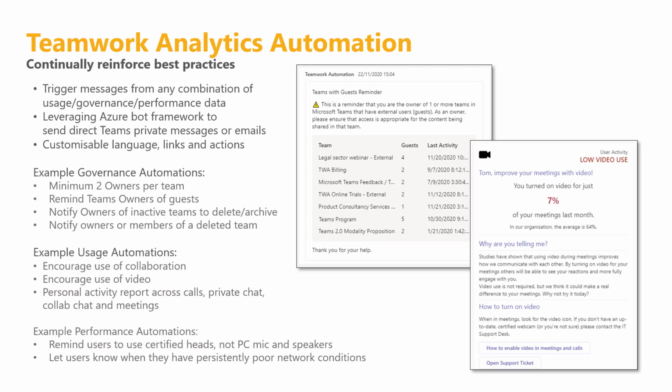Rules can be set up in place to send automated messages around governance, for example, ownerships, memberships, removing inactive teams. For usage, encouraging people to use collaboration or maybe personal activity reports, or for performance, encouraging people who are in poor network conditions to maybe plug in or use PSTN, and reminding people to use certified devices, not shout at their PC mic and speakers. Automations can send messages through direct Teams private messages or can be sent as emails.